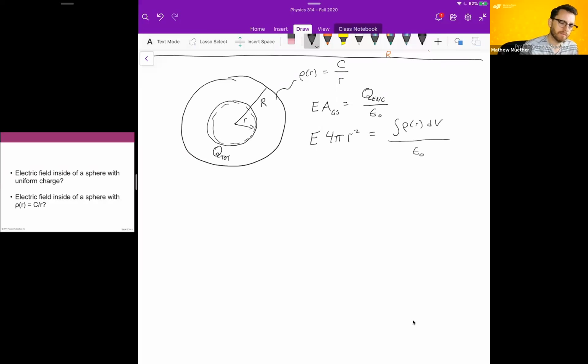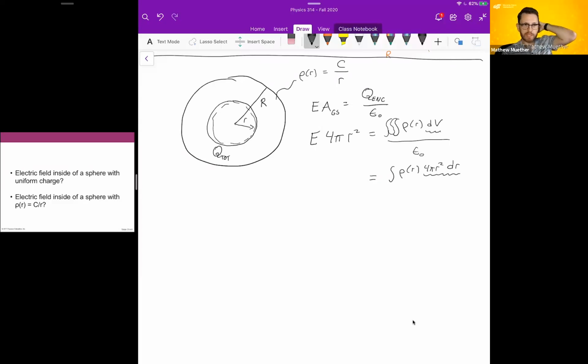Over epsilon naught. I need to take some small volume component, and the density is not uniform here, but it's radially symmetric. Maybe you've seen in calculus, or can recall, that if I have a radially symmetric integral, this has got to be a three-dimensional integral over that volume. But if it's radially symmetric, that reduces down into a one-dimensional integral of whatever the density is in r, 4 pi r squared dr.